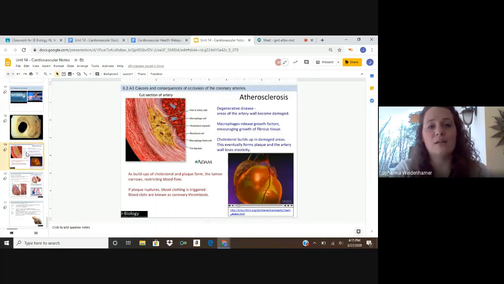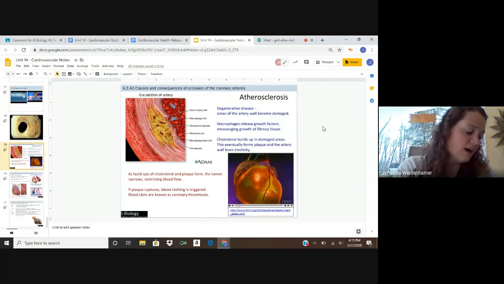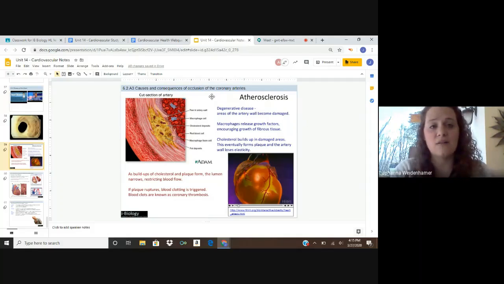Today we're going to be talking about a couple of different things that can happen to our arteries that can cause different things in our heart that may cause different heart problems. So we're first going to be talking about atherosclerosis. So if you open your notes packet to, I believe, the second to last page, you're going to find the slide that has causes and consequences of occlusion of the coronary arteries.